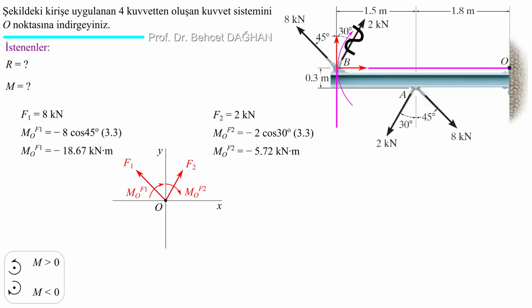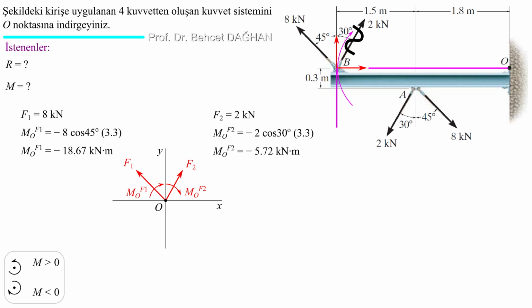I shift the 2 kilonewtons force to point B, where I resolve it into two rectangular components. Its horizontal component passes through O. It does not create a moment. The moment of the vertical component is equal to the moment of the 2 kilonewtons force. The moment of the vertical component is clockwise, negative. The moment arm of the vertical component, 2 cosine 30, is also 1.5 plus 1.8 meters, so 3.3 meters. Thus, we have found the moment of the 2 kilonewtons force about point O, minus 5.72 kilonewton meters.